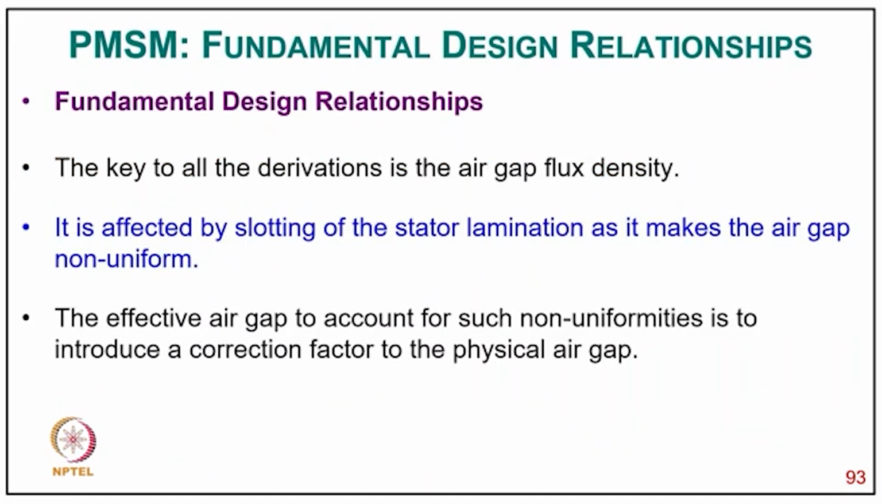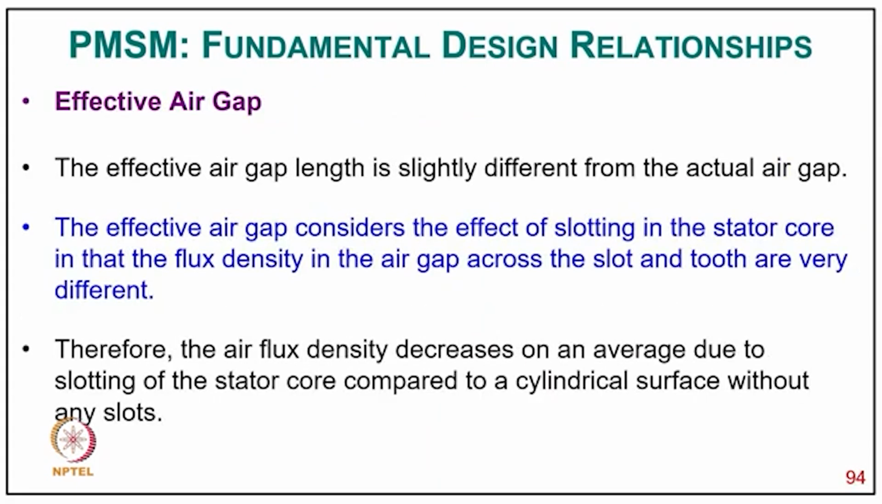And the key to all the derivation is the air gap flux density, and it is affected by slotting of the stator lamination, which makes the air gap flux non-uniform. To account for such non-uniformity, a correction factor is introduced to the physical air gap, and the effective air gap is slightly different from the actual air gap. The effective air gap considers the effect of slotting in a stator core: the flux density in the air gap across the slot and tooth are very different, and therefore the air gap flux density decreases on average due to the slotting of the stator core compared to the cylindrical surface without any slot.